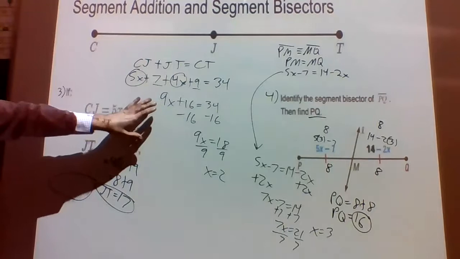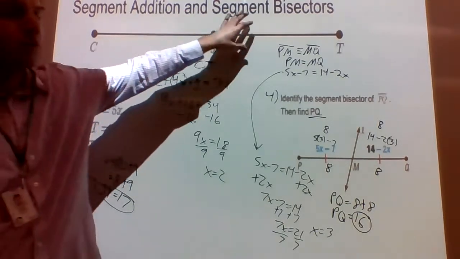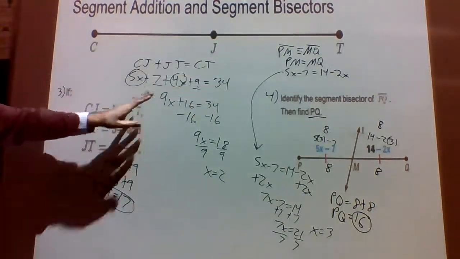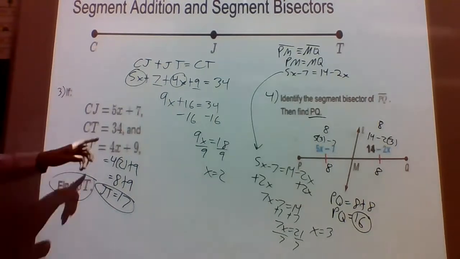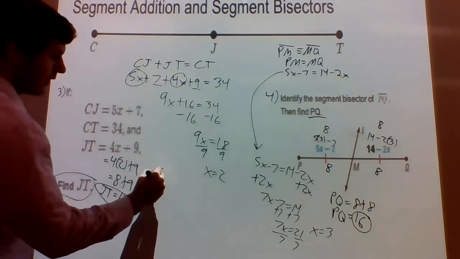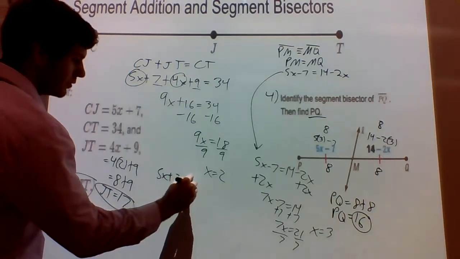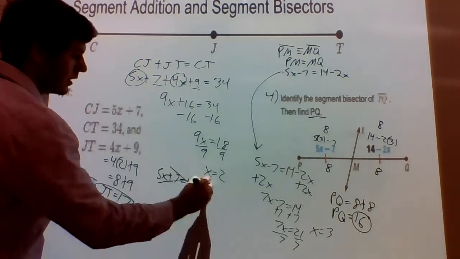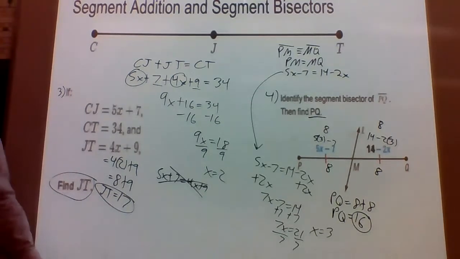On this one, we can't set them equal to each other because we don't know that these 2 are the same. There's nothing here that tells us that J is the midpoint. So we can't say 5x plus 7 equals 4x plus 9. Turns out that would work out, but that's just lucky because of how the problem is. So you can't set them equal to each other. You have to do segment addition.